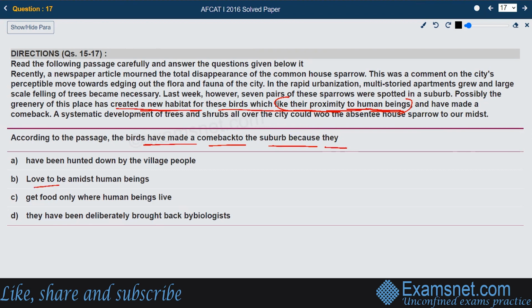So it says love to be amidst of human being. Amidst means to be close, to remain close. That is the right answer. Option B, love to be amidst of human being, and that is the answer to the question.